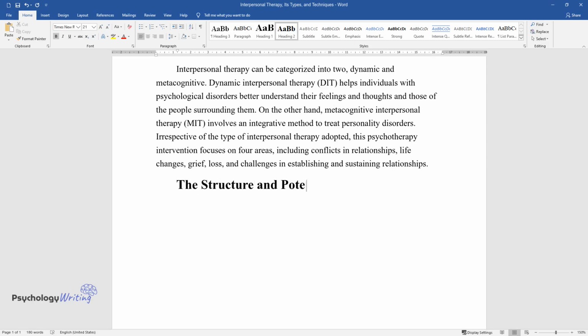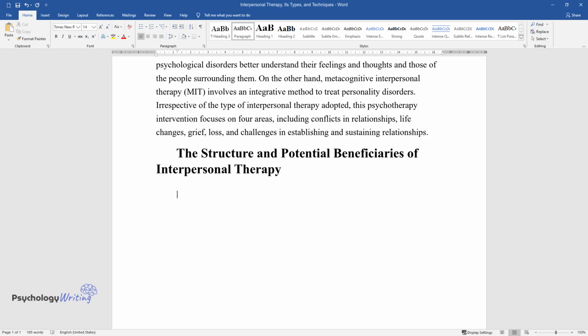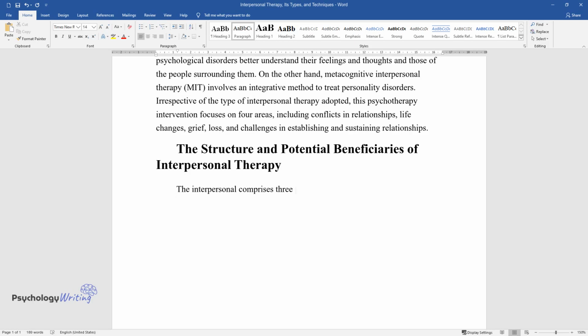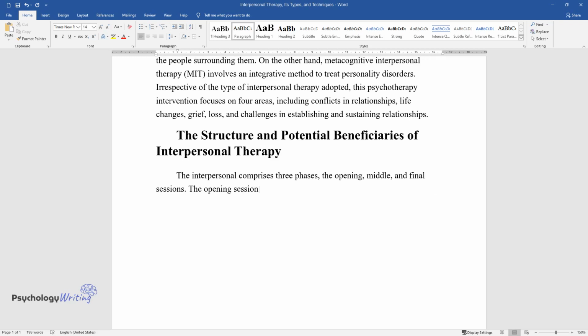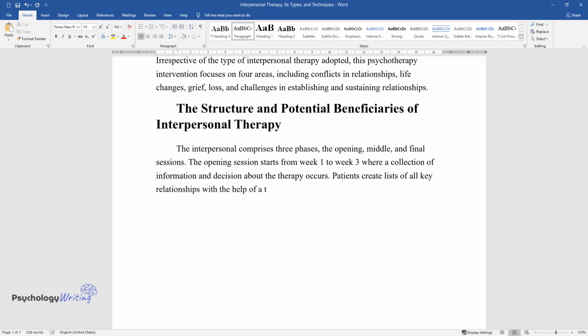The structure and potential beneficiaries of interpersonal therapy. Interpersonal therapy comprises three phases: the opening, middle, and final sessions. The opening session starts from week 1 to week 3, where a collection of information and decision about the therapy occurs. Patients create lists of all key relationships with the help of a therapist.